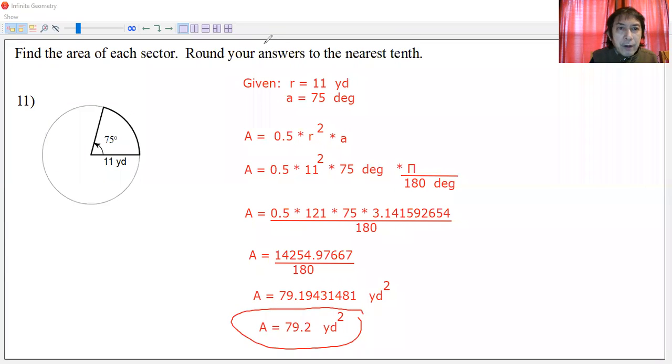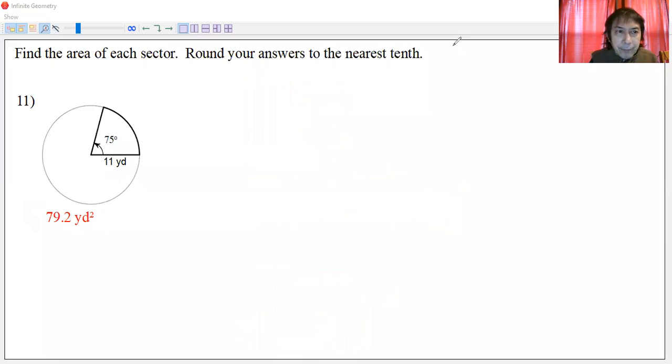Let's check and verify the computer's answer. All right, 79.2 square yards also there. Okay, so this is correct. All right, let's continue with the last number. Let me clear the screen. Okay, this is number 12. All right. Is there a 13? No. All right. Okay, so find the area of the sector.